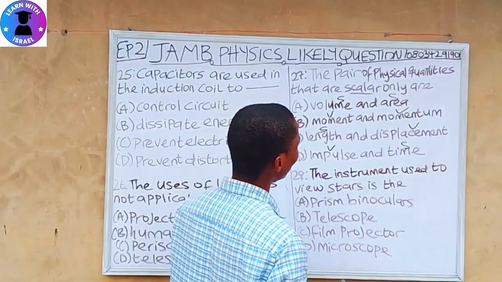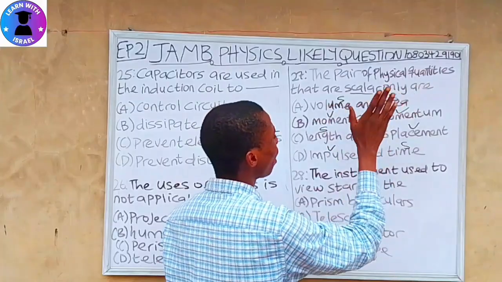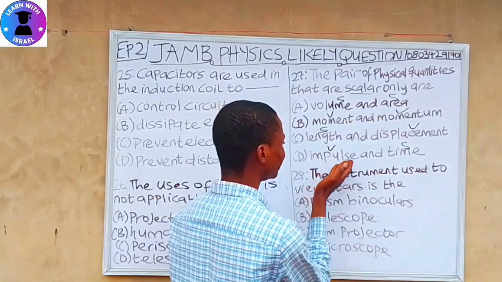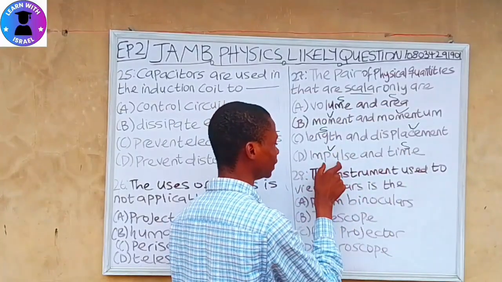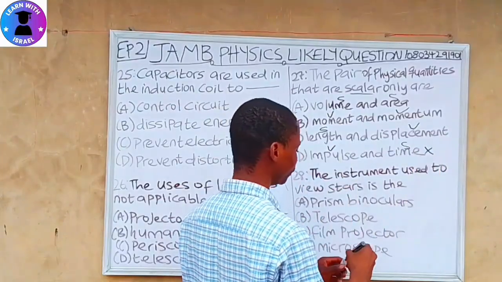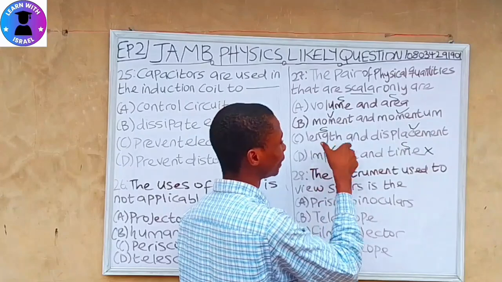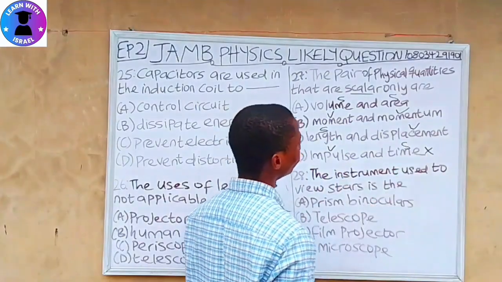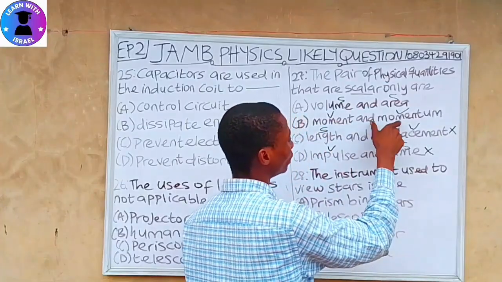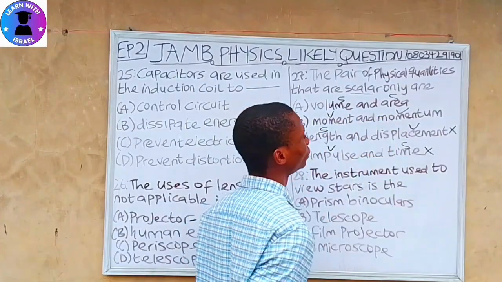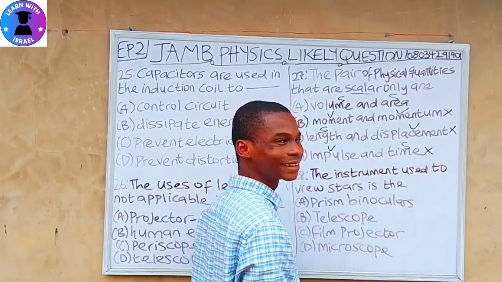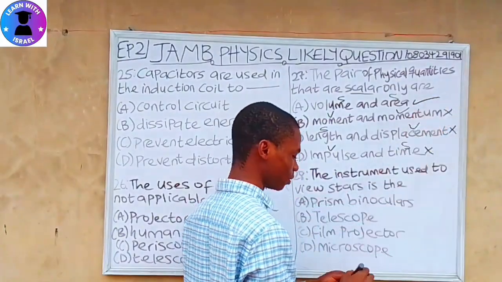So we have to check for the pair of physical quantities that are scalar only. Let's start from option D. Impulse and time are not both scalar. Impulse is vector while time is scalar. So option D is wrong. Option C, length and displacement. Length is scalar while displacement is vector. So option C is wrong. We are looking for the one that has both scalar. For option B, moment and momentum, the two are vector quantities. So it's also wrong. The correct answer is option A. Volume and area are both scalar only. Volume and area is the correct answer.